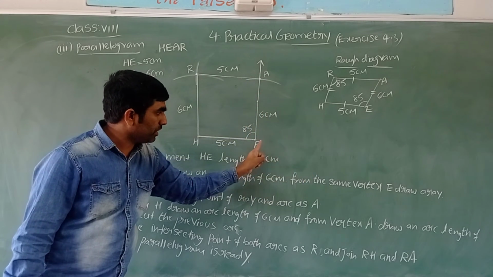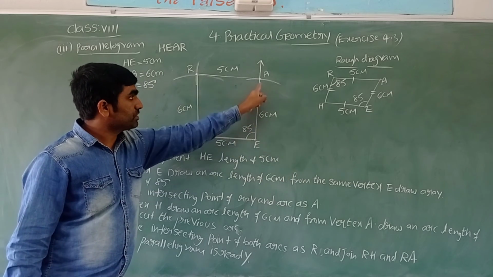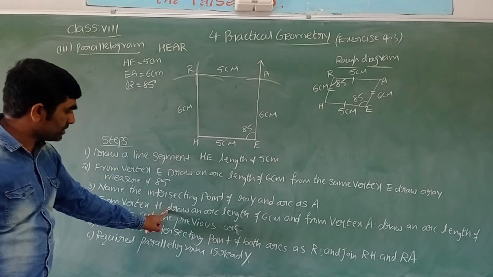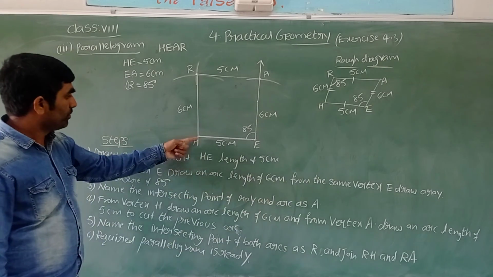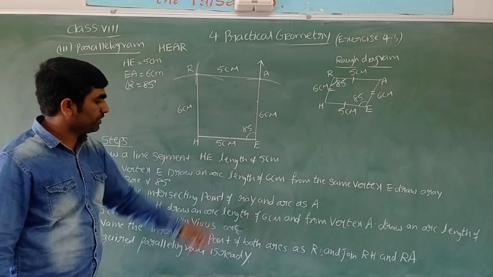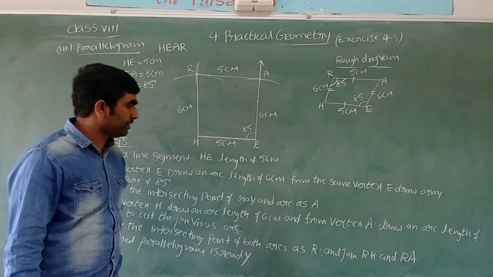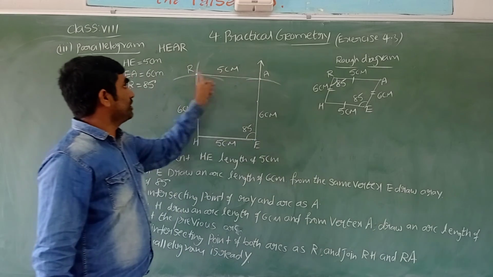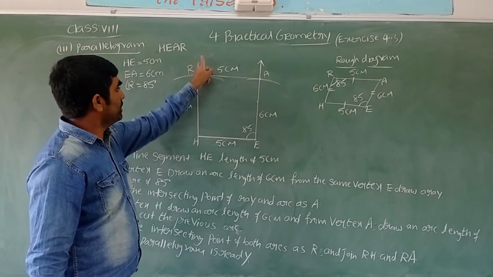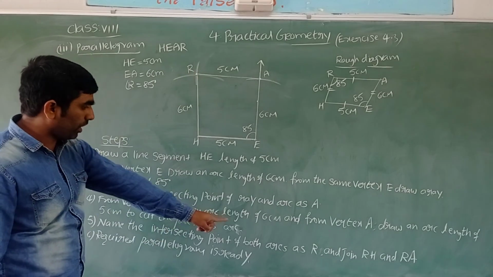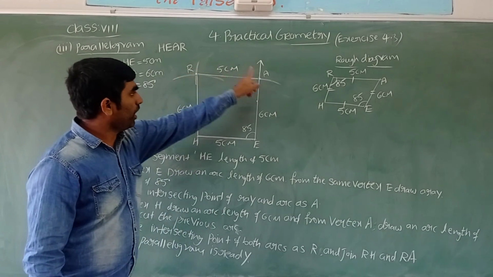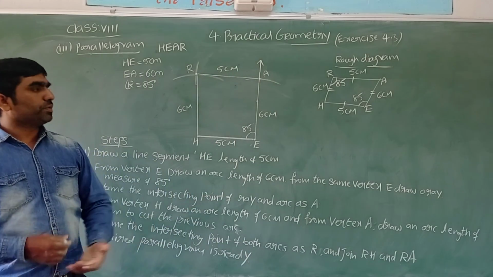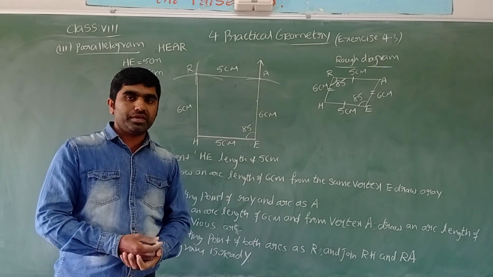From the same vertex E, draw a ray whose measure is 85 degrees. Name the intersecting point as A. From vertex H, draw an arc of length 6 centimeters, and from vertex A, draw an arc of length 5 centimeters. Now these two arcs will intersect at one point. Name the intersecting point as R. Now join RH and RA so that the required parallelogram is ready. Once you know the properties of this parallelogram, it will be easy to construct.